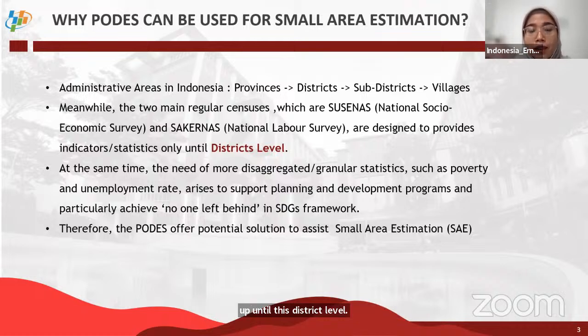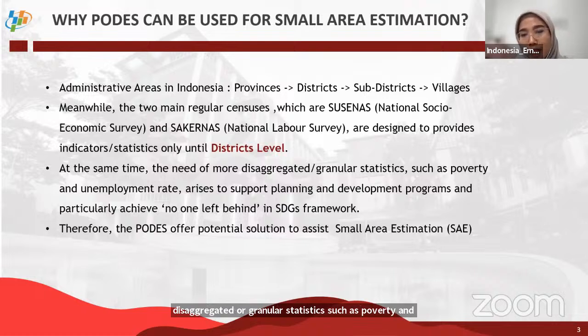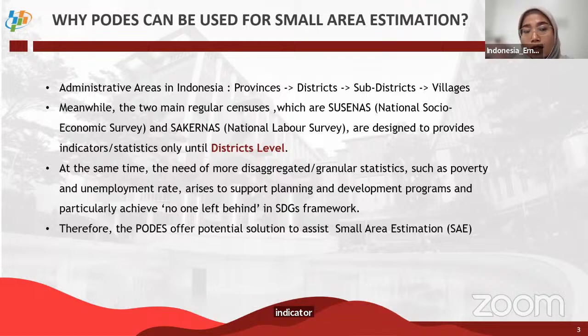However, as we know, the need for more disaggregated or granular statistics, such as poverty and unemployment rate, rises to support planning and development programs. Particularly in the SDGs framework, we hope to achieve the principle of no one left behind. So it's very important to provide the social economic indicators down to lower administrative areas. Hence, since PODES is a census, it covers all areas in Indonesia. So PODES offers a potential solution to help us develop small area estimation to provide more granular, or more disaggregated, statistics.